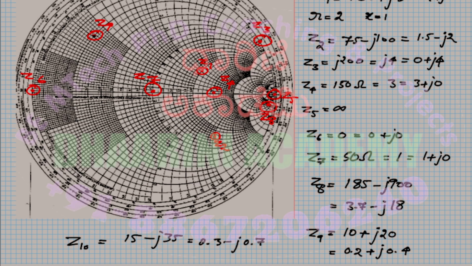So R is equal to 0.3, right? 0.2 was here, so this is 0.3. I have to look downwards because I'm looking for a negative value of X, right? So corresponding to that, 0.7 is this, which intersects with this somewhere here, right? So this is the point, I guess. Am I right? 0.3 and minus 0.7. So this is the point corresponding to Z10.